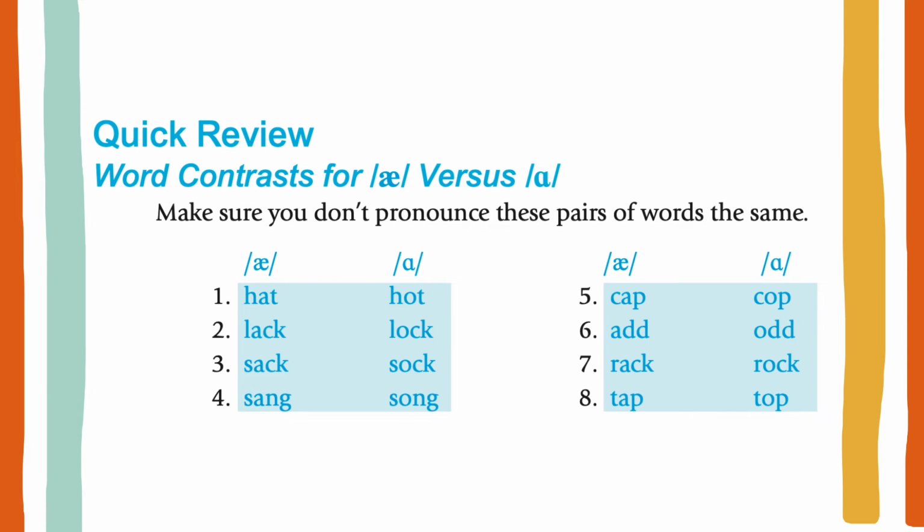Quick review. Vowel contrasts for a and ah. Make sure that you don't pronounce these pairs of words the same. Hat. Hot. Lack. Lock.